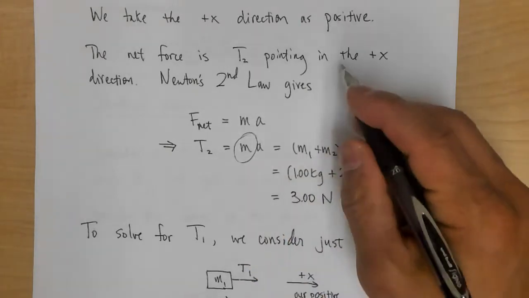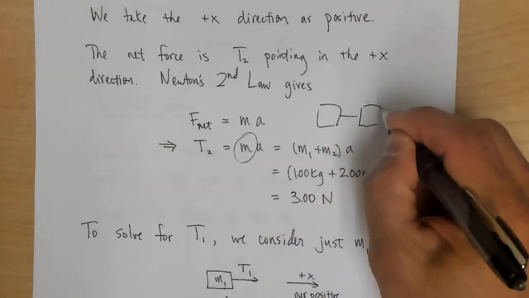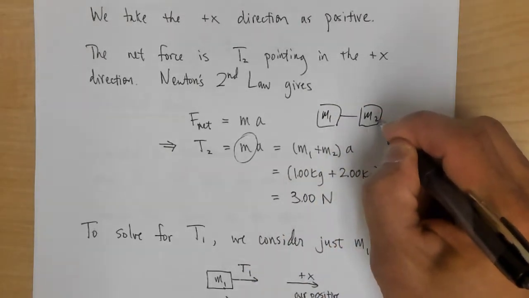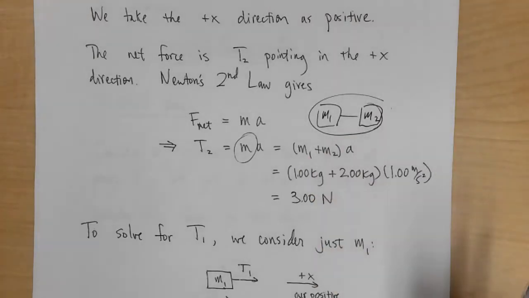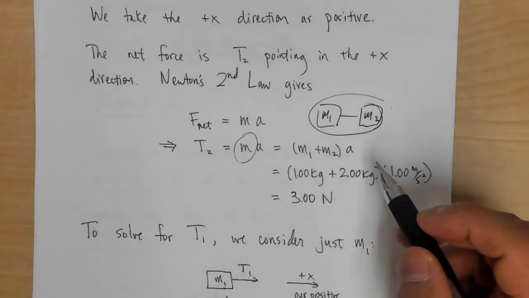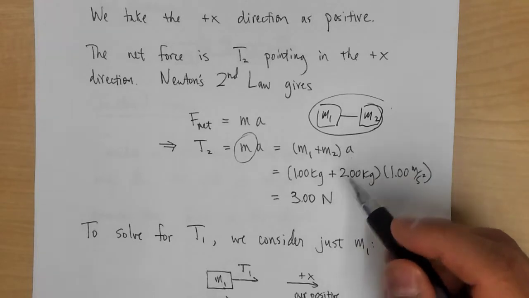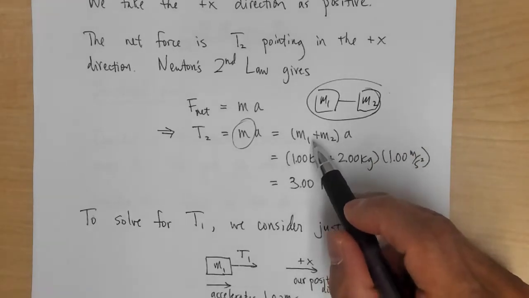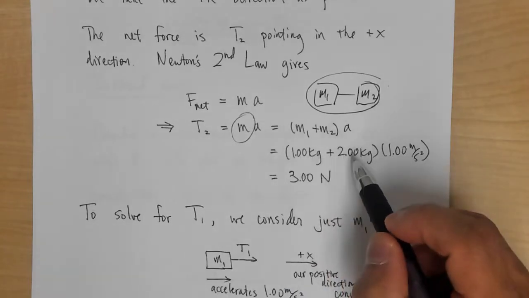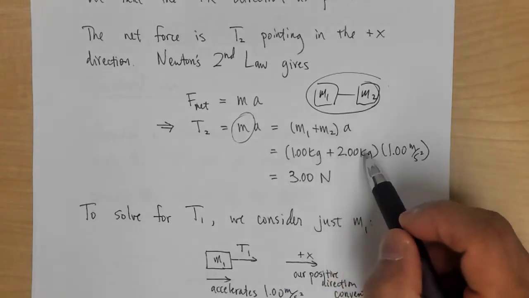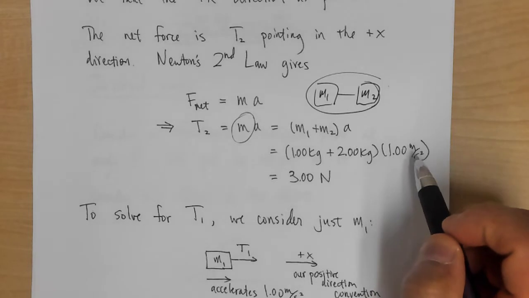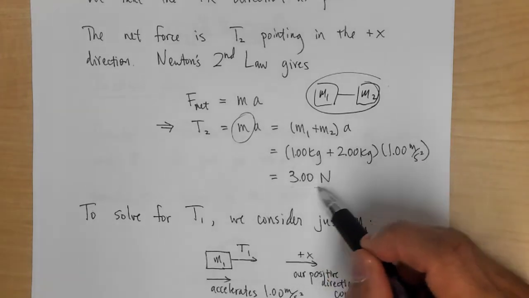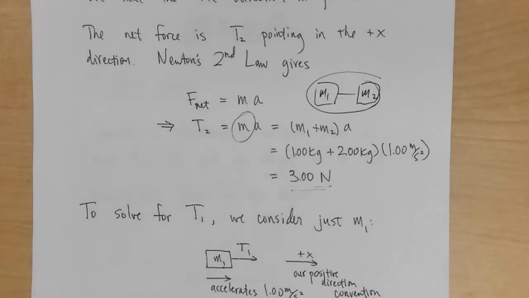Okay, but remember, what is this mass? It's M1 and M2 put together. And so the total mass is M1 plus M2 times the acceleration. M1 plus M2, that's 1 plus 2, or 3 kilograms, times the acceleration, 1 meter per second squared. That gives 3 newtons. So that's how we get T2.